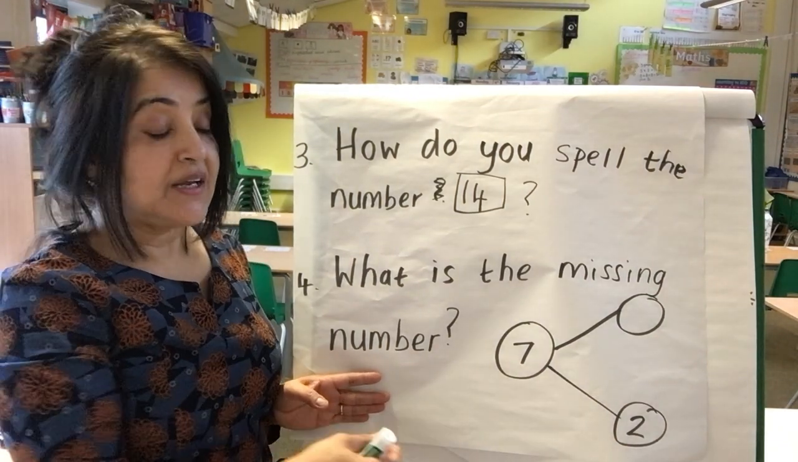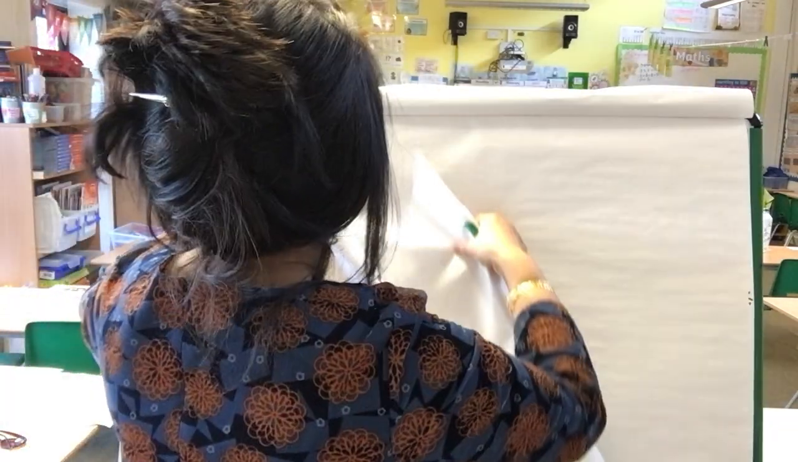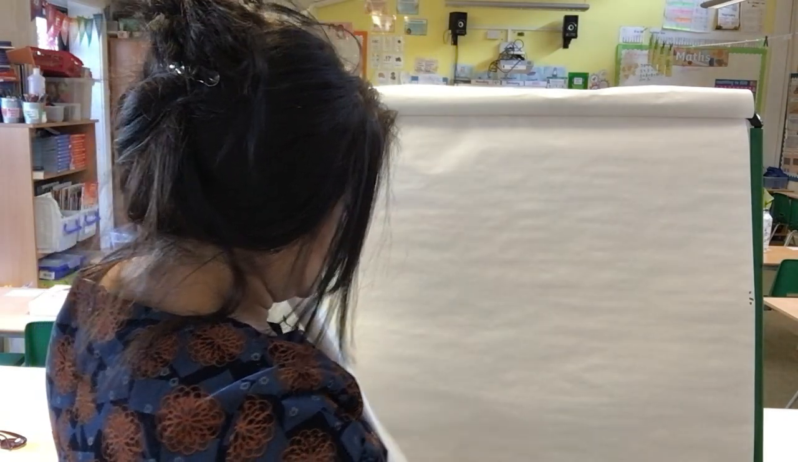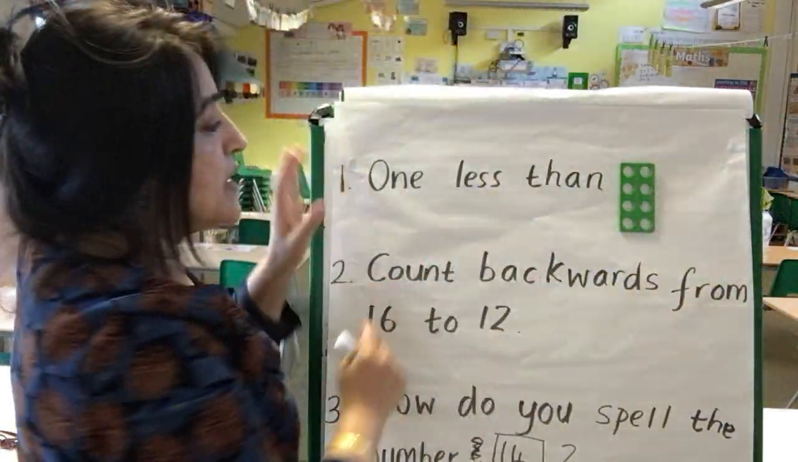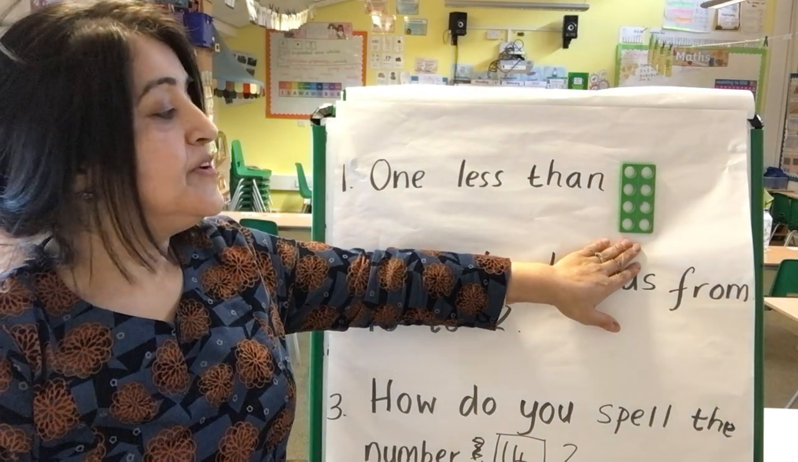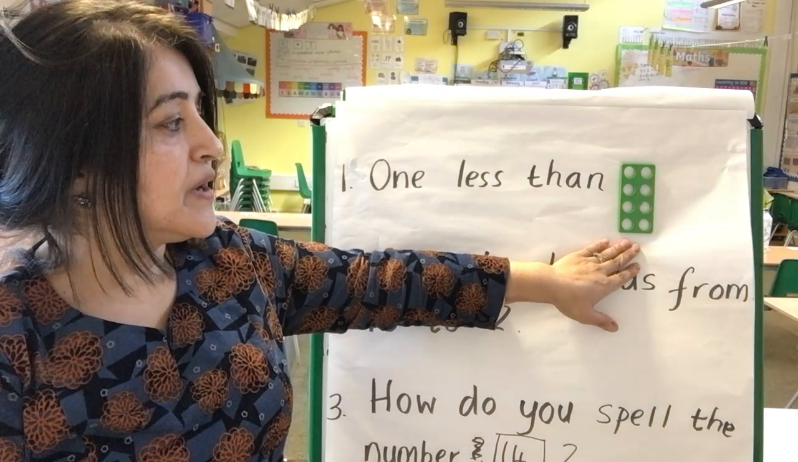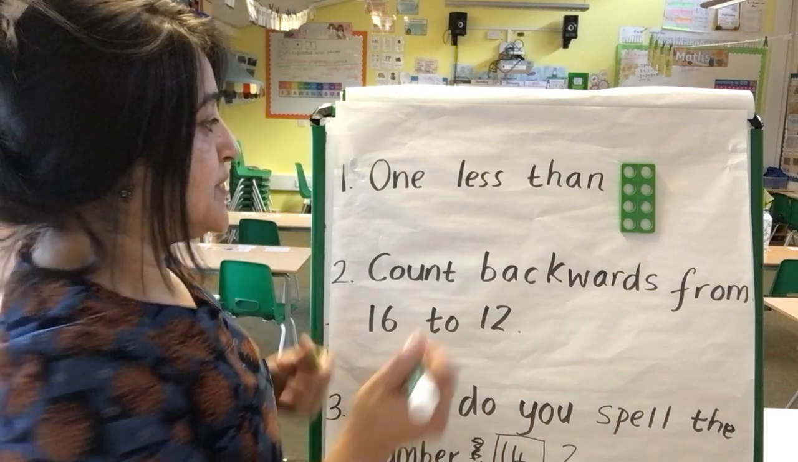Welcome back. Let's quickly go through the answers. So, the first one was asking you to work out what is 1 less than. What does that Numicon represent? The number 8. So what is 1 less than 8? The answer is 7.